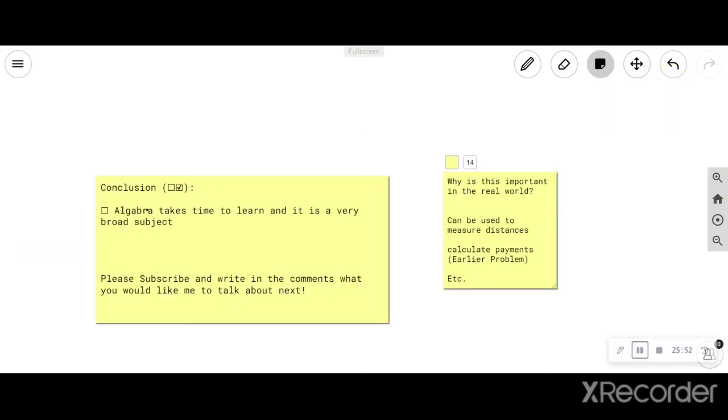Overall, as a final message, I would like to conclude that algebra, while it seems very broad, also takes time to learn. And overall, it's such a fun and exciting subject where there are so many things that come into use. It's very important to the real world because we can measure distances from one area to another area. Without it, science and mathematics, everything that we know wouldn't be what it is today. And we can also calculate payments as we have done in the earlier equation, and also other things.